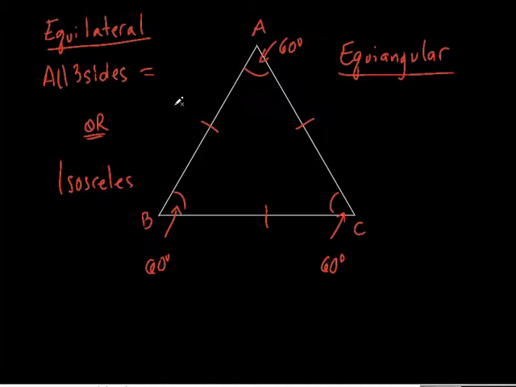I heard somebody else say when we did this equilateral that they would be 45. They wouldn't be 45, would they? Because 45, 45, and 45 doesn't add up to 180. But 60, 60, and 60 does add up to 180. Is that making sense? All right, let's do an example.